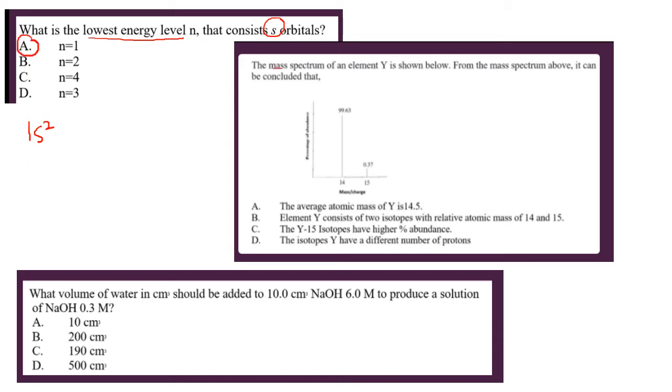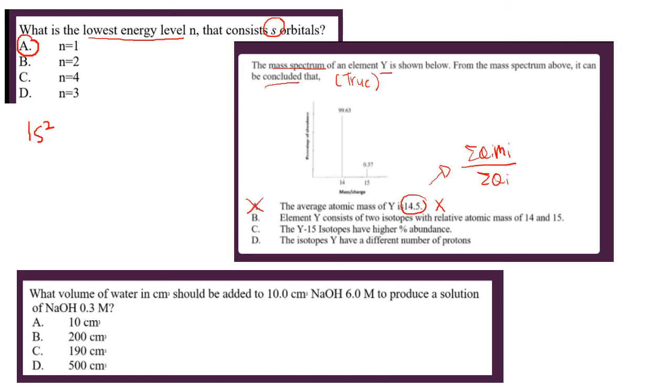Next question, the mass spectrum of Y is shown below. So based on the mass spectrum, what can we conclude? In other words, which of the following options is true? The average atomic mass of Y is 14.5, so this is wrong. We supposedly have to use the formula: the sum of abundance multiplied with the mass, divided by the sum of the abundance. So A is wrong.